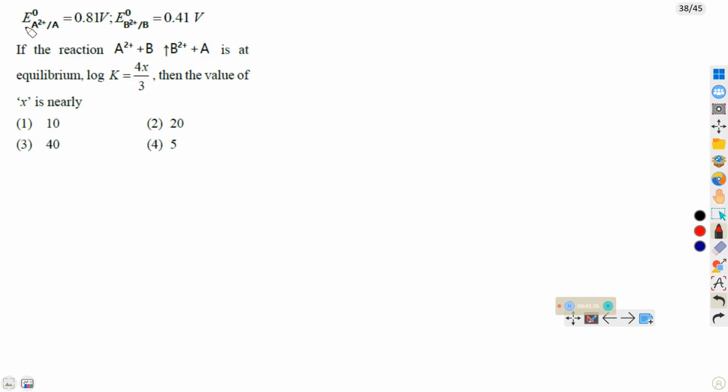E naught A2 plus by A is equal to 0.81 volts. E naught B2 plus by B is equal to 0.41 volts. If the reaction A2 plus B gives rise to B2 plus A is at equilibrium, log K value is given. Calculate the value of X. Okay. Now E naught cell is equal to E cathode minus E anode. That is 0.81 minus 0.41, 0.40 volts.